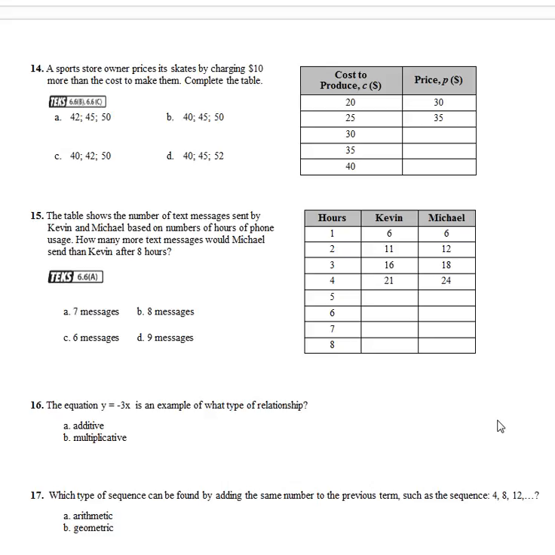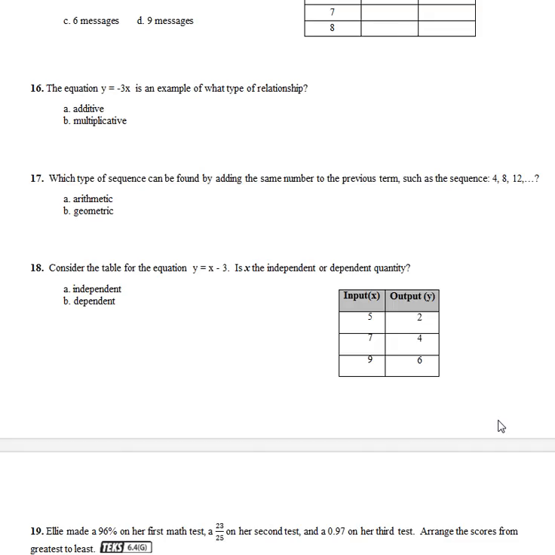Number 16. The equation y equals negative 3x is an example of what type of relationship? A, additive. B, multiplicative. Number 17. Which type of sequence can be found by adding the same number to the previous term, such as the sequence 4, 8, 12? A, arithmetic. B, geometric.